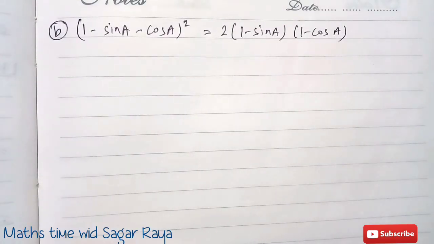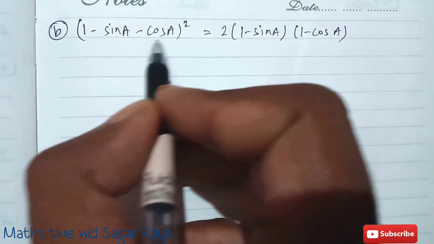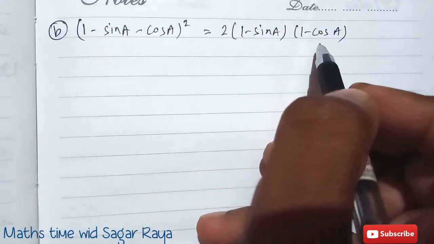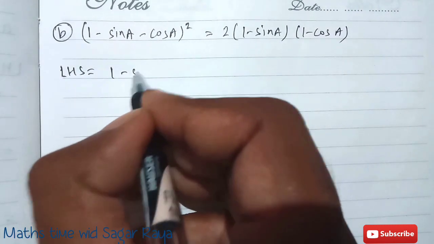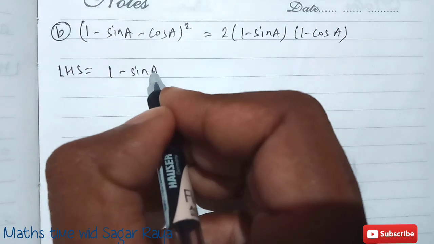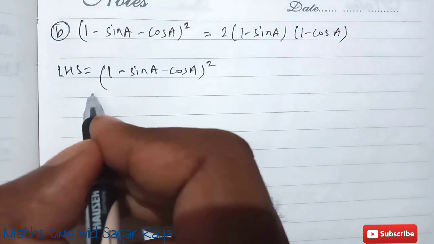Now let's do another question. So the second question: (1 - sin a - cos a) whole square equals 2 times (1 - sin a) times (1 - cos a). Here also I will take LHS. LHS is (1 - sin a - cos a) whole square.